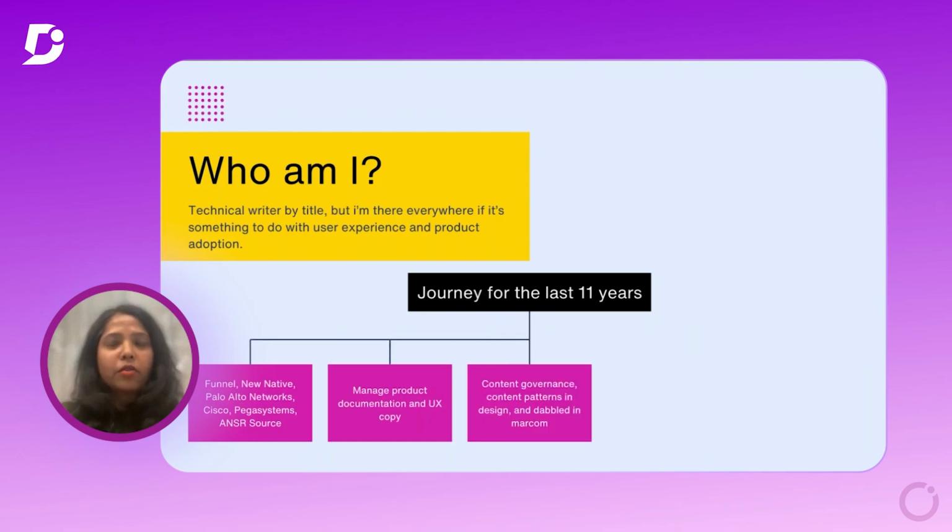But apart from this, something that grabs my attention or I lean towards more is also looking into content governance, looking at patterns in designs where content can be much enhanced or improved. And I also dabbled a little bit in marketing communications, so product marketing and go-to-market strategies and how content can help products.